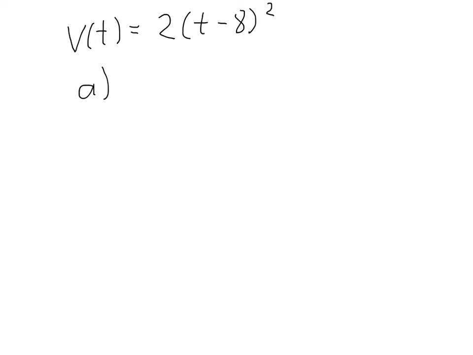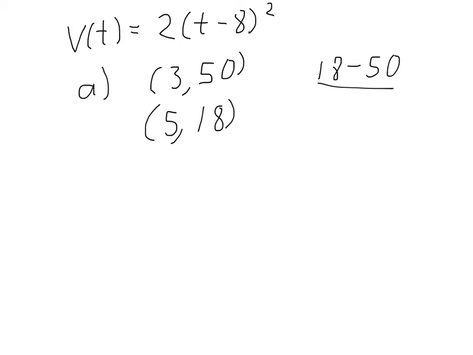The average rate of change from t equals 3 to t equals 5. We've done a few of these problems. We simply plug 3 into the function. We get 50. In other words, at 3 seconds, there are 50 gallons of water in the tank. And then we plug 5 in. At 5 seconds, there are 18 gallons of water in the tank. The average rate of change between 3 seconds and 5 seconds is 18 minus 50 over 5 minus 3. That's going to be negative 32 over 2, which is negative 16 cubic feet per second.